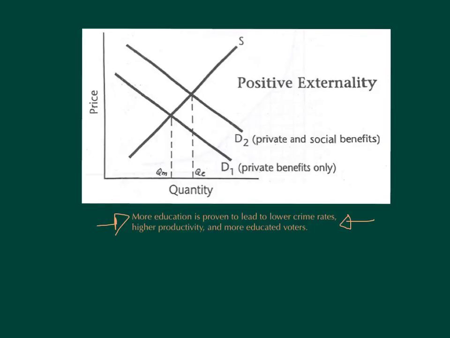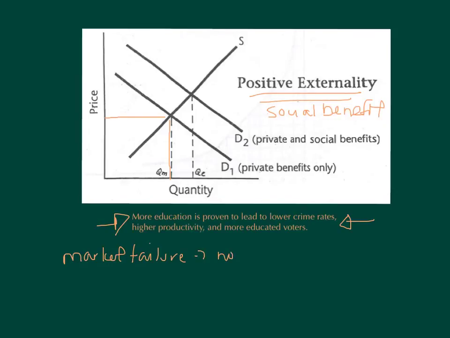But given the market as it stands, the market, QM, would produce this much education at this much of a price. However, a positive externality has a social benefit to society, so the government needs to do something to correct for the market failure in the fact that there is not enough education. So the market failure here is not enough education. So how does the government do that?